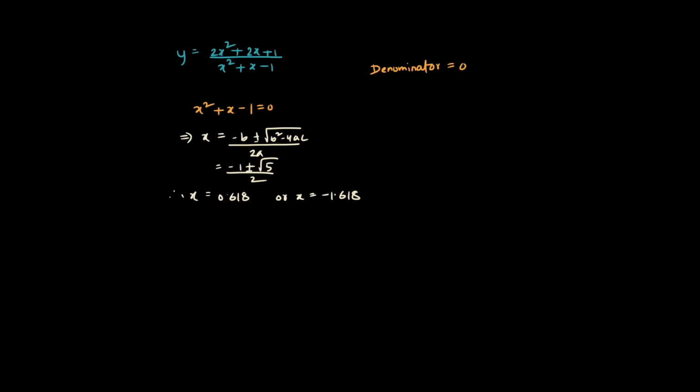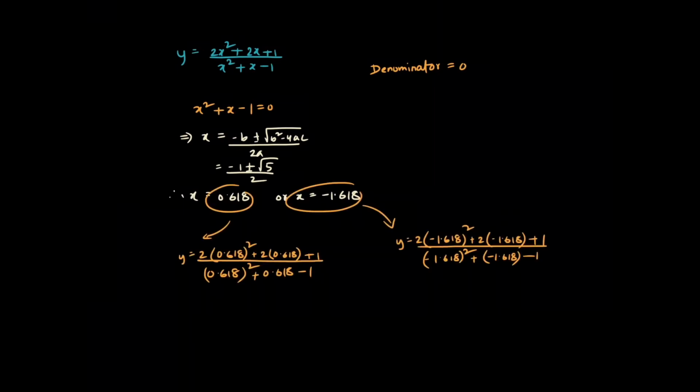Now, a quick recap. When we take these values of x, our denominator becomes 0, so that we end up with y equals something by 0. Now, since this isn't possible, anything divided by 0 is infinity, we consider these values of x as our vertical asymptotes. So x equals 0.618 and x equals minus 1.618, these two lines will be the equations for our vertical asymptotes.